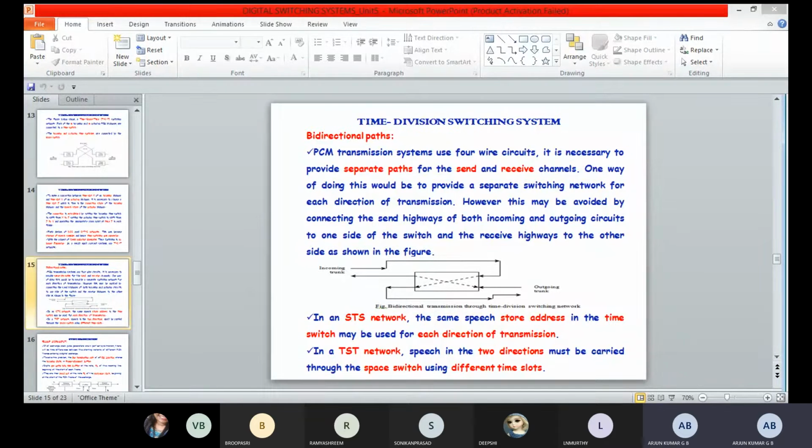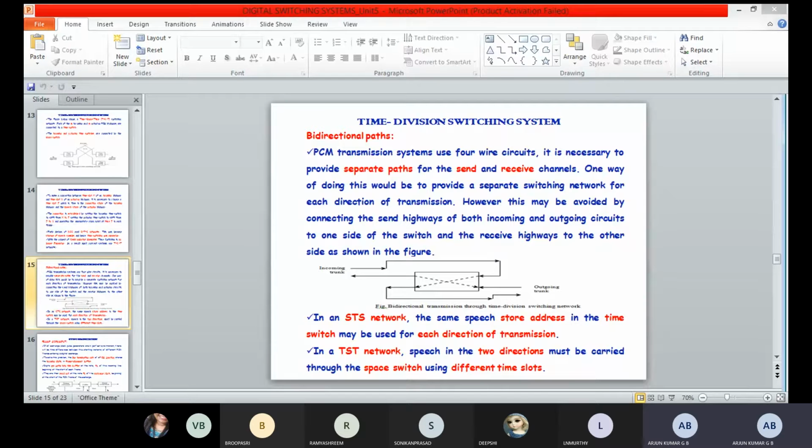Then the total time slots required in one direction of transmission. Suppose 12 is used for the forward direction; for reversing the information from that particular channel, how many time slots will be required? Nearly 28 is used for the reverse direction. That's an example I have given for the circuits of the TST bidirectional transmission system.